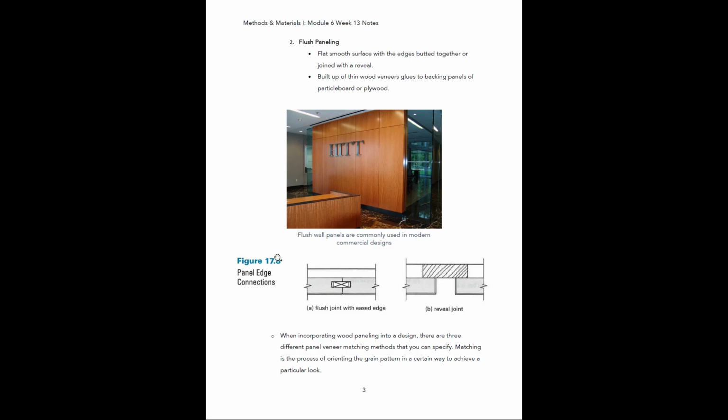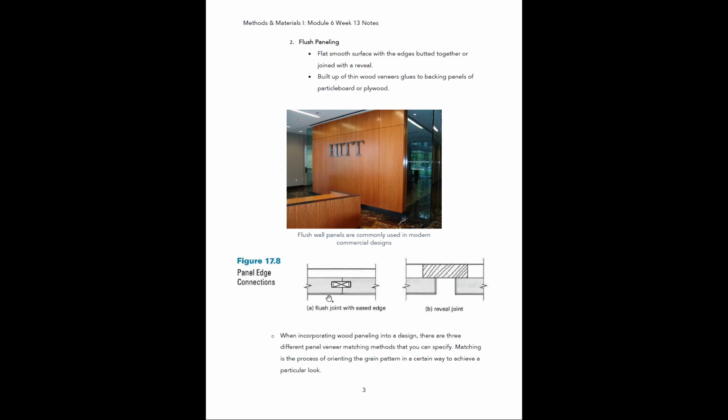So if you look down here at this little diagram, there are two ways you can join these panels together. Either you have what we're seeing here, which is a reveal, where there's this gap between the two panels, or you could have the panels completely butting up against one another, but then anywhere they touch, they have this little eased edge. So if you see that little divot right there where the two are joining, they will route a small radius along the edge of the panels to highlight that joint.